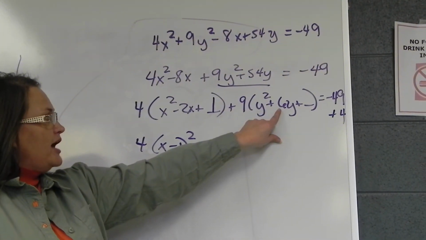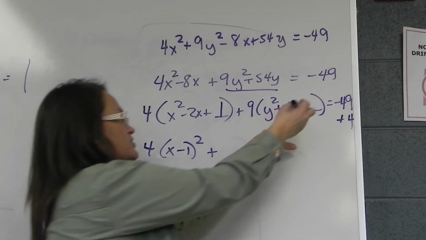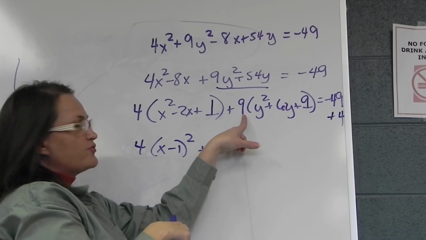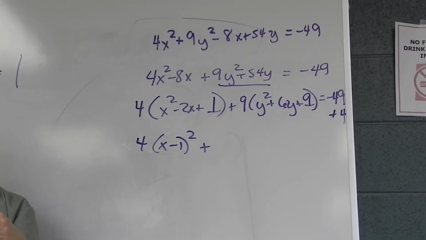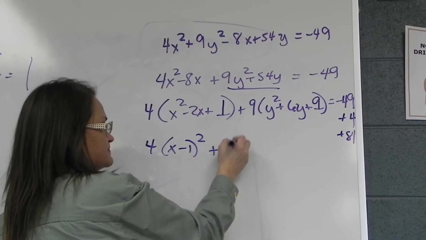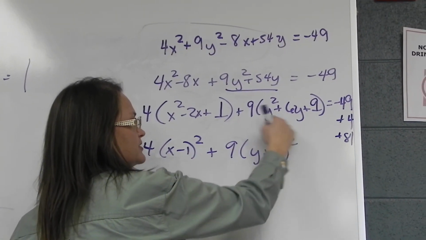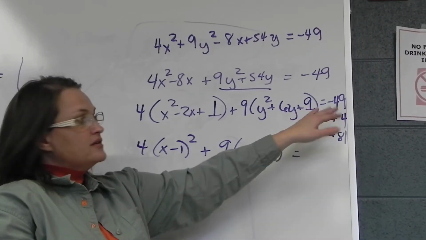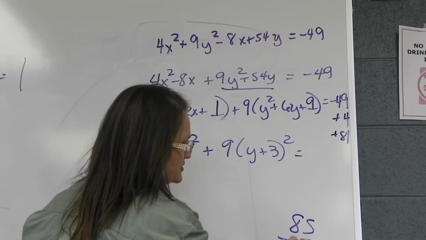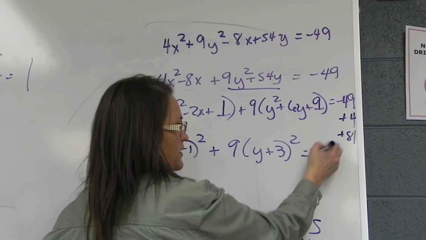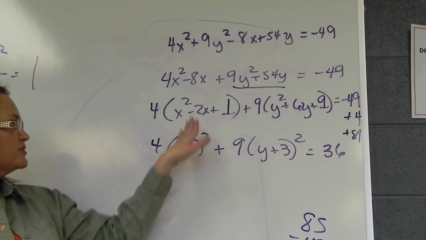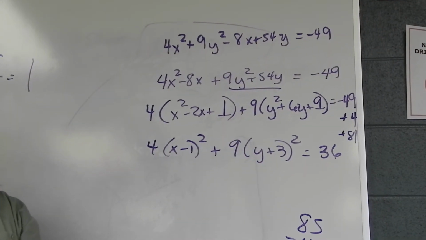Then for the y's, we half the middle term, which is 3. 3 squared is 9. That completes that square. It has a multiplier of 9 in front, which means there was actually an 81 added to that side. So we'll add 81 to the other side to keep the balance. Now that factors into y plus 3 to the second. Negative 49 plus 4 plus 81 is that 36? And now we're making some progress. At least we've got it cleaned up. We've completed those squares like you do in a circle.